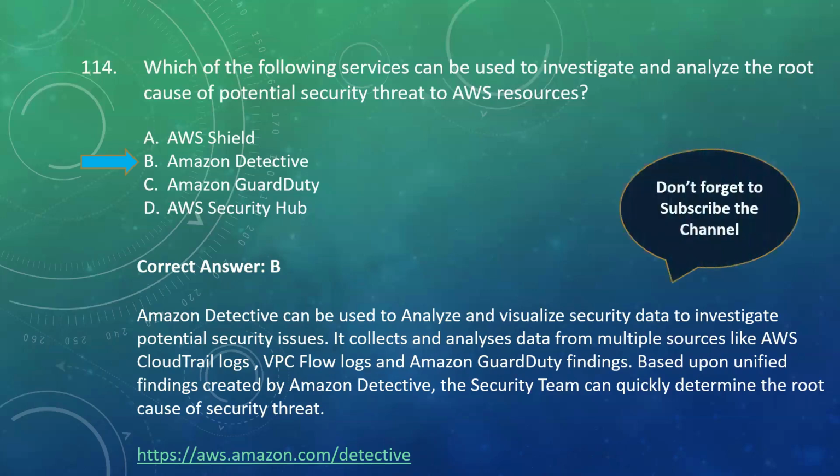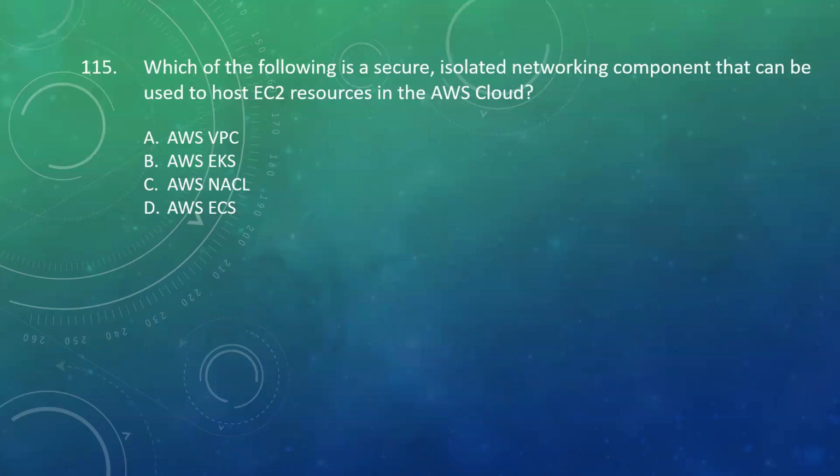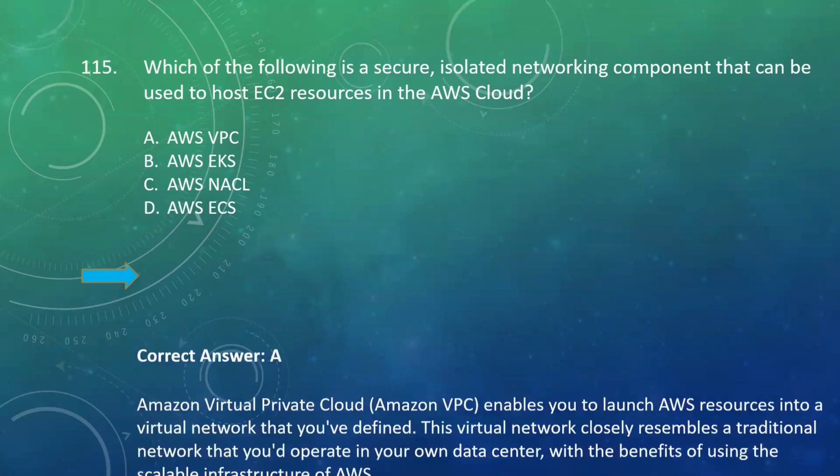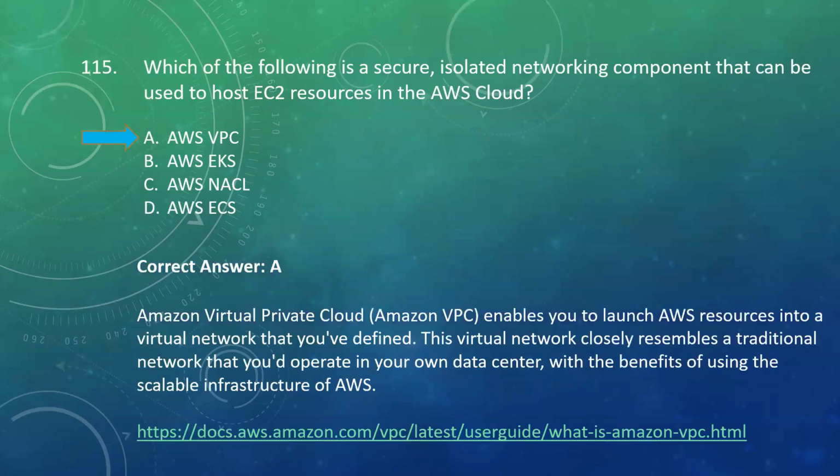Moving on to question 115. Which of the following is a secure, isolated networking component that can be used to host EC2 resources in the AWS cloud? Your options are AWS VPC, AWS EKS, AWS NACL, AWS ECS. So the correct answer is option A, AWS VPC.